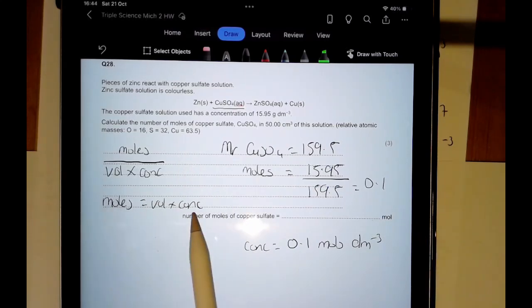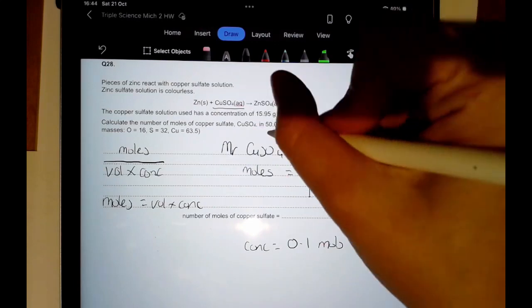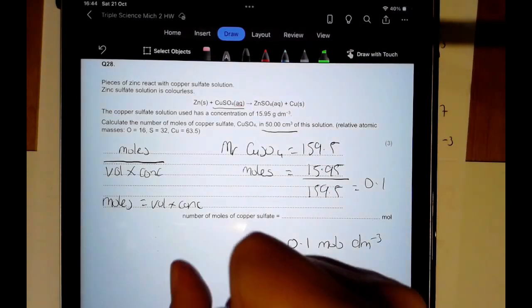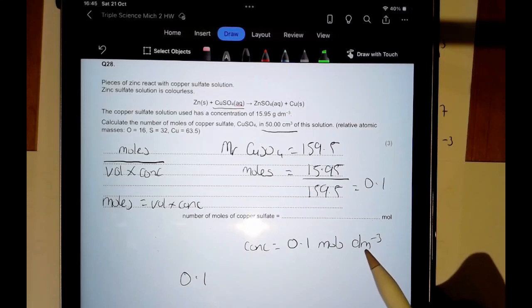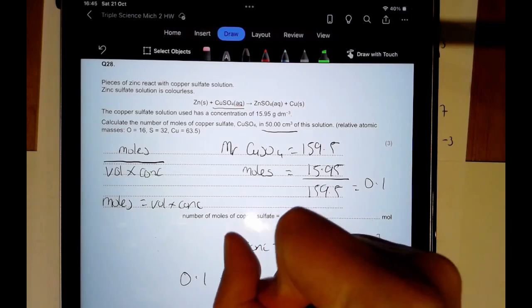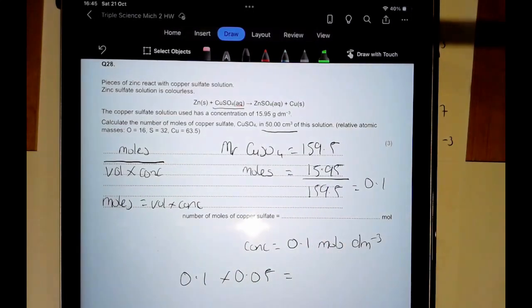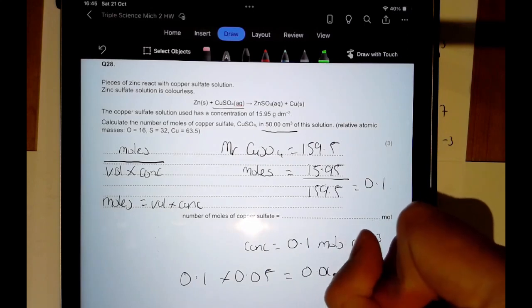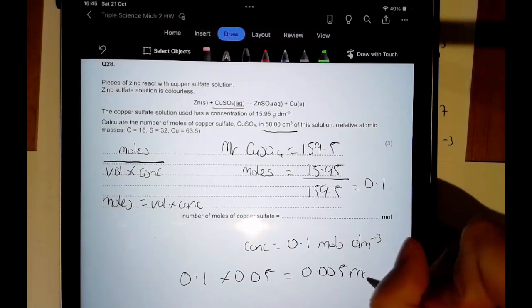In order to find moles, I need to do concentration times volume. I've worked out my concentration in the correct unit. I need to now multiply by volume. The volume I'm given is 50 centimeters cubed. But be careful. Because my concentration is per decimeter cubed, I need my volume to be in decimeters cubed as well. So I'm going to need to take the 50 centimeters cubed, divide that by 1,000 to work out the volume in decimeters cubed, and then I'm going to be able to multiply these two numbers. So I've got 0.05 times 0.1, and I get an answer of 0.005, and that is my number of moles.